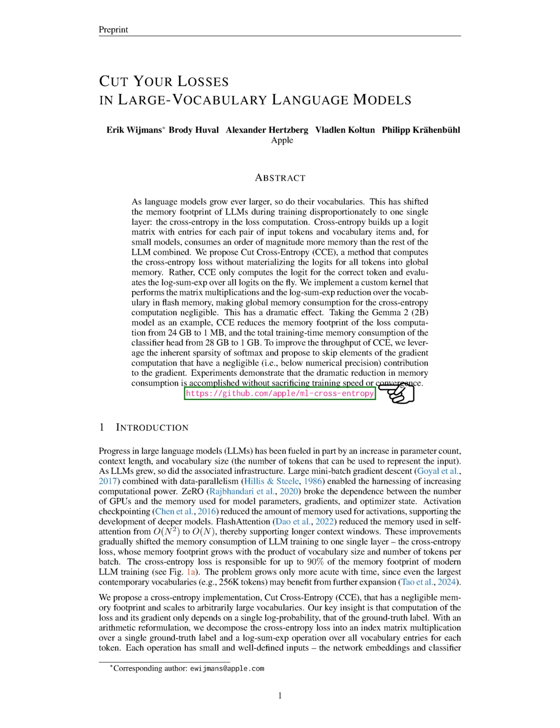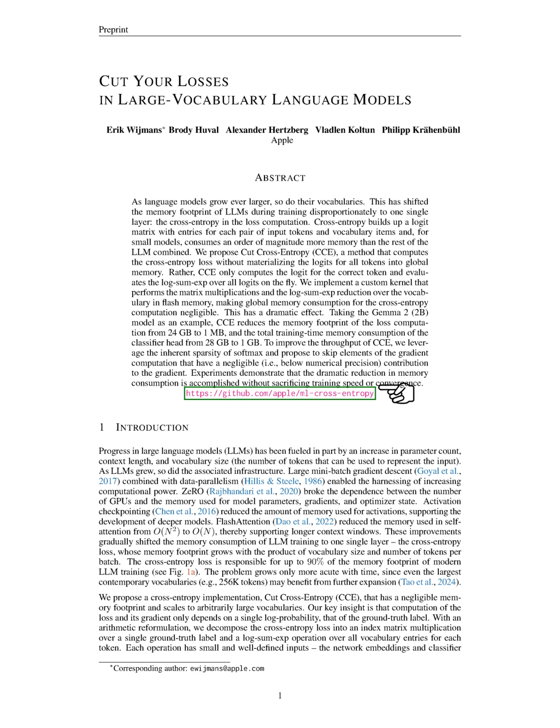These enhancements have shifted the memory demands of LLM training primarily to the cross-entropy loss, which consumes a significant amount of memory, up to 90%, and grows with the product of vocabulary size and the number of tokens in a batch. This issue is becoming more pressing as even the largest vocabularies may still need to expand. To address this, we propose a new method called Cut Cross-Entropy, CCE, which has a minimal memory footprint and can scale to very large vocabularies.